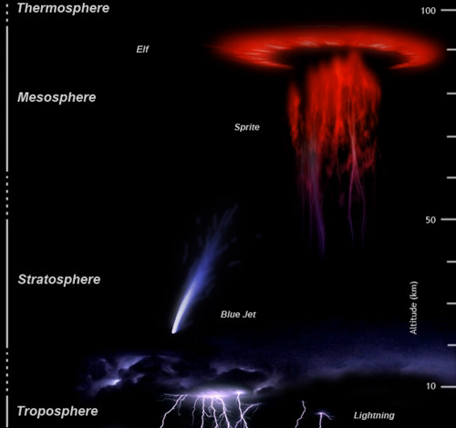In the 1920s, the Scottish physicist C.T.R. Wilson predicted that electrical breakdown should occur in the atmosphere high above large thunderstorms. In ensuing decades, high-altitude electrical discharges were reported by aircraft pilots and discounted by meteorologists until the first direct visual evidence was documented in 1989.